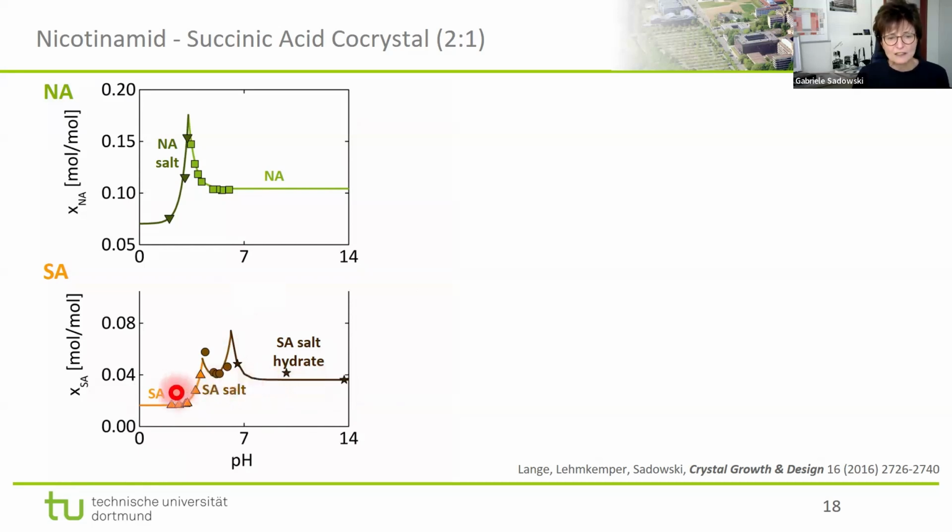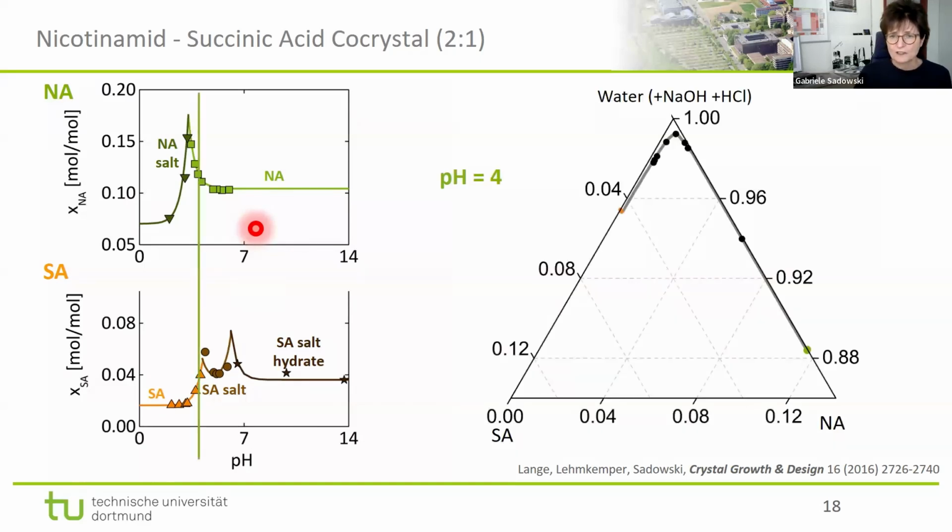So we have 3 different solid forms for succinic acid as a function of pH, and we have 2 different solid forms for nicotinamide as a function of pH. So this gives us an additional property in hand that we can use for designing our crystal process out of water. If we want to go to high pH, we add sodium hydroxide, and going to lower pH, we would have to add an acid, for example, HCl.